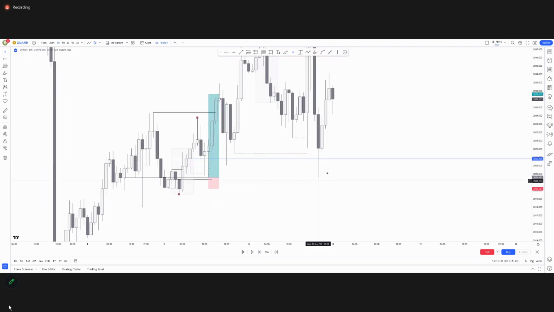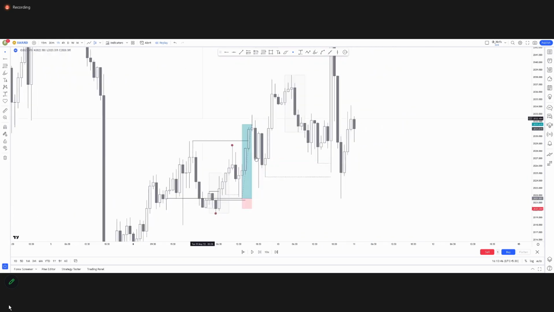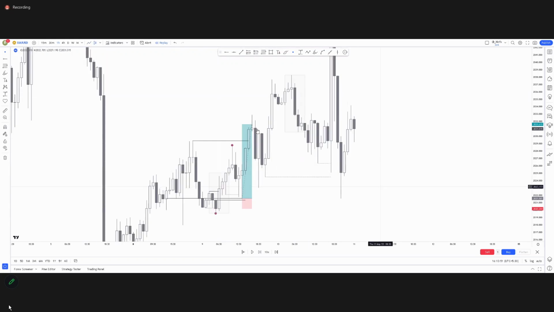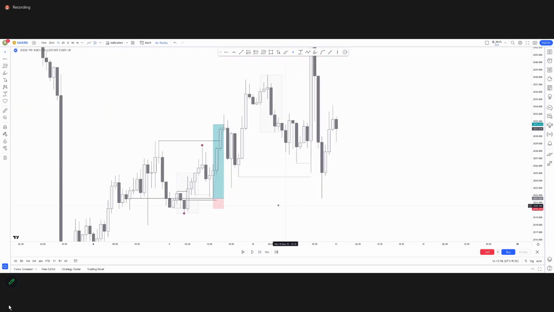So here I took this entry. I remember how I took this entry here. I know it's getting a little bit confusing. So now let's look at this area. We have a strong high. I'm making it clear one more time because I messed up. So here we have a strong low.